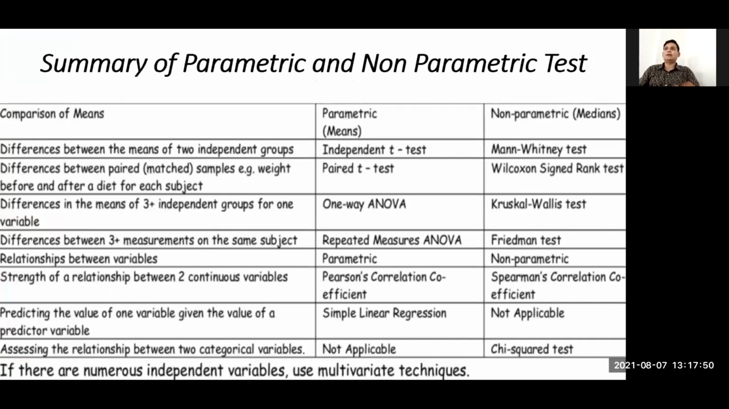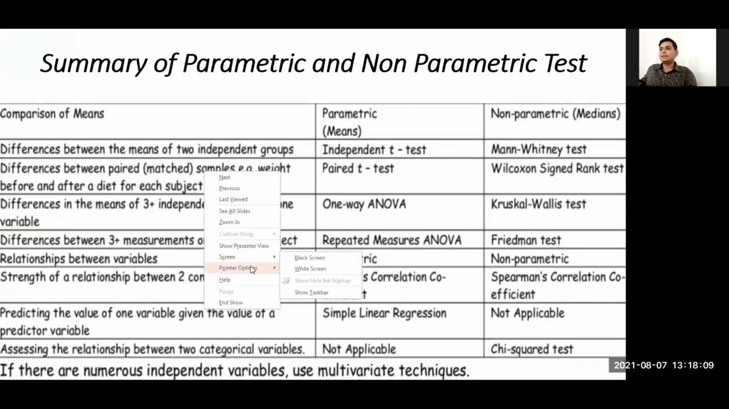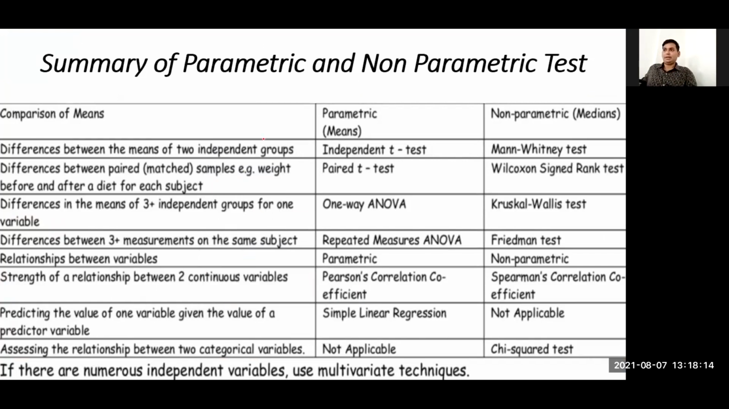So these are the summary tables for the parametric and non-parametric versions of tests. For the difference between the means of two independent groups, in the parametric version you have to go for the independent t-test, and in non-parametric you can go for Mann-Whitney.